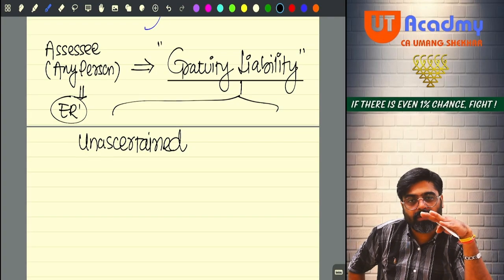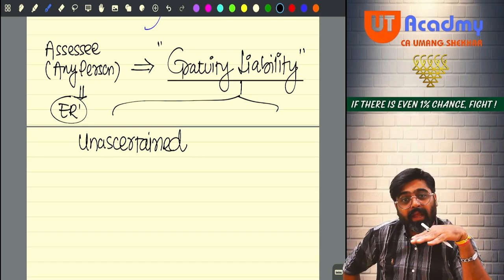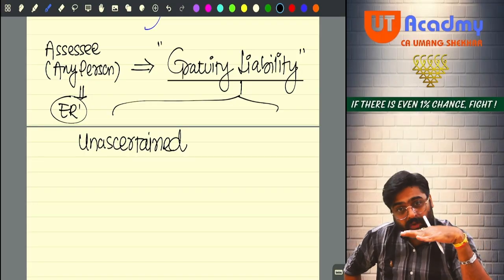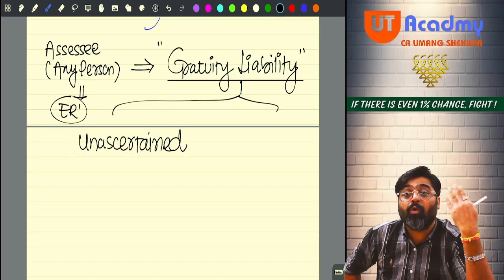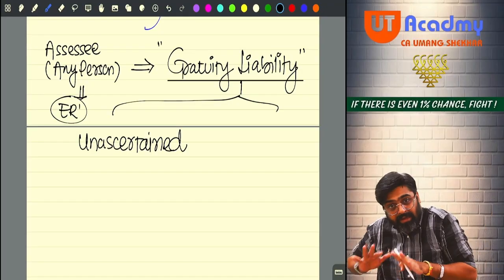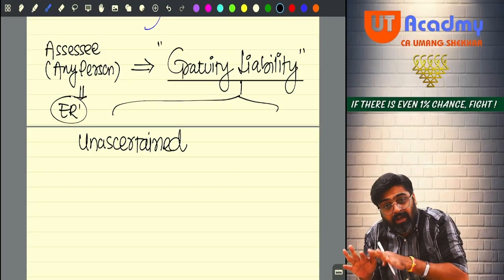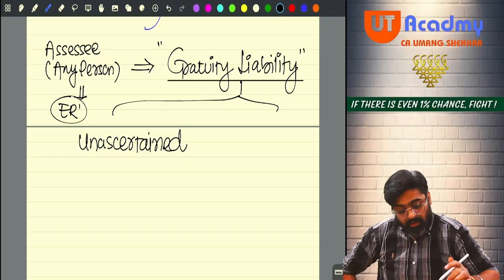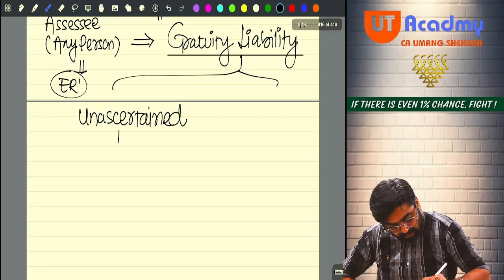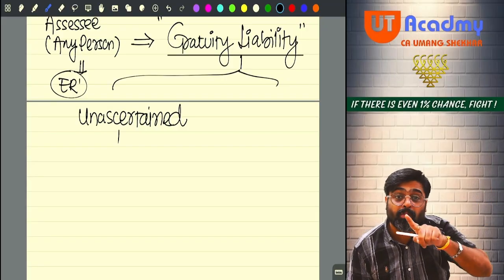So tell me, right now your gratuity liability is there? Yes, liability is there. Gratuity expense you are going to incur, that you know right now? Yes. But how much you are going to give in future, that is not known right now. So right now your gratuity is an unascertained liability. So if that is an unascertained liability, which you are supposed to pay in future, for that you always do provision.